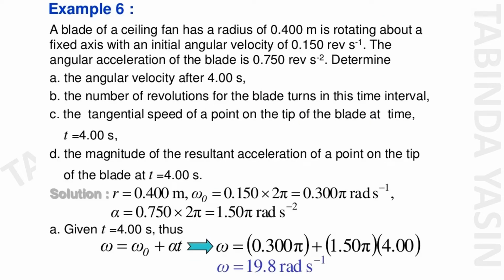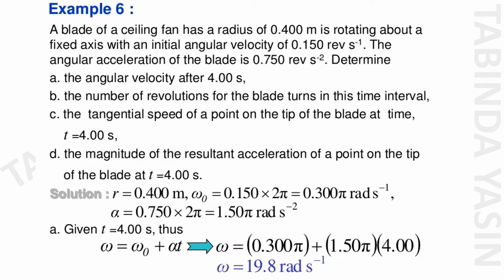Moving to example number 6: a blade of a ceiling fan has a radius of 0.400 meter and is rotating about a fixed axis with an initial angular velocity of 0.150 revolution per second. The angular acceleration of the blade is 0.750 revolution per second squared. A, determine the angular velocity after 4 seconds. B, the number of revolutions the blade turns in this time interval.